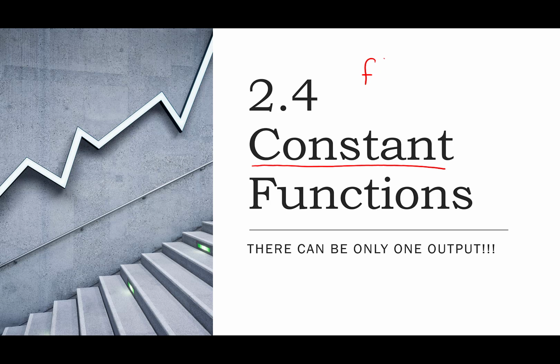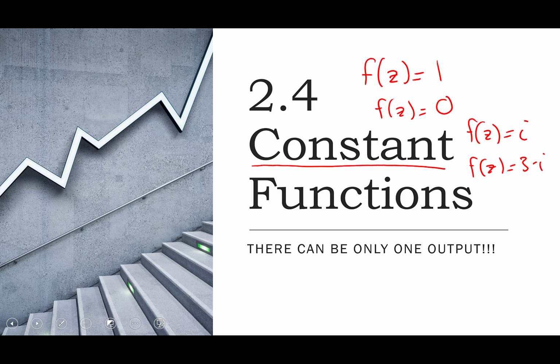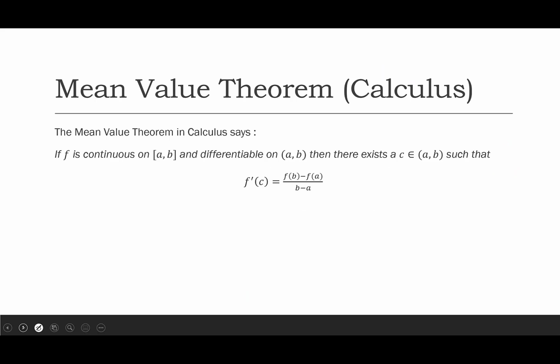A constant function is a function whose output is always the same thing. So for instance, f of z equal to 1, or f of z equal to 0, or f of z equal to i, or maybe f of z equal to 3 minus i. In any case, it's a function that no matter what you plug into it, you always get the same value out. So it's constant. Its output's always constant. These are the functions that we're going to be discussing in a way in today's video.